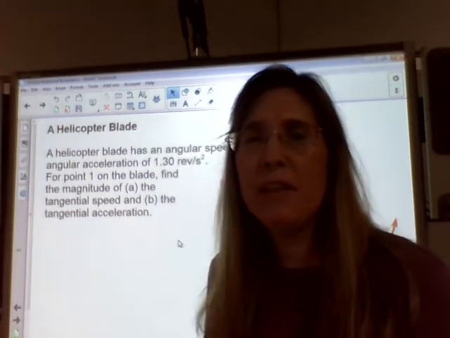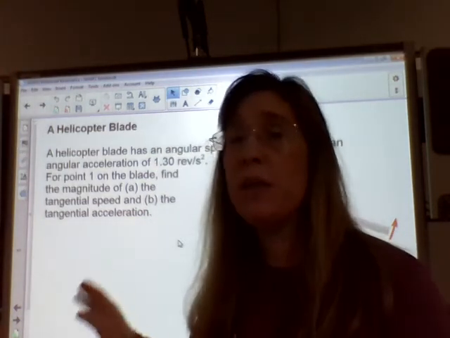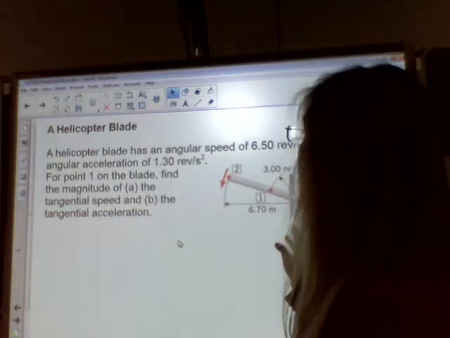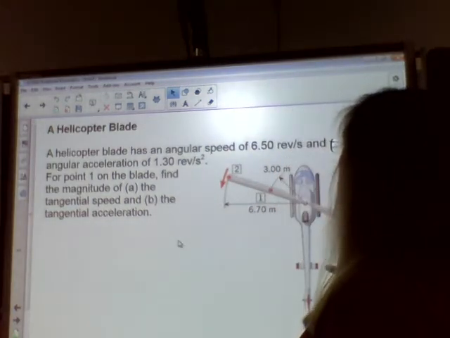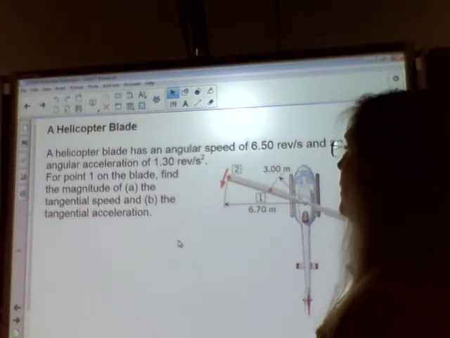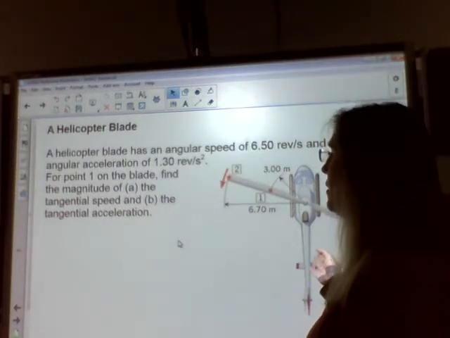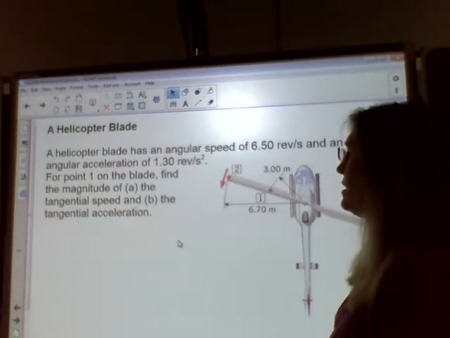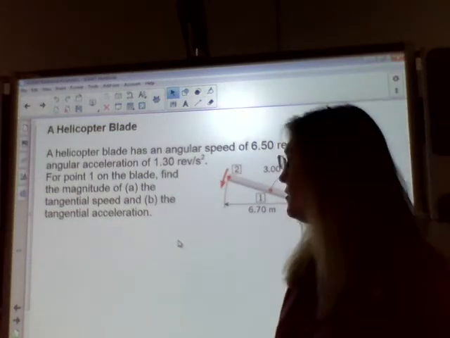We're going to do a simple little example using the connection between the linear and angular quantities with the helicopter blade. So we have a helicopter blade that has an angular speed of 6.5 revolutions per second and an angular acceleration of 1.3 revolutions per second squared. For point 1 on the blade, which is here, find the magnitude of the tangential speed and the tangential acceleration.